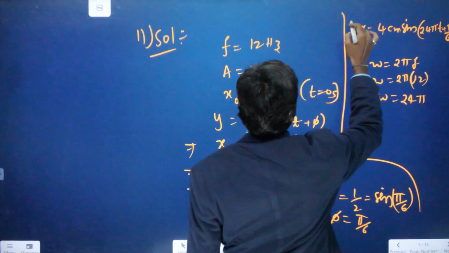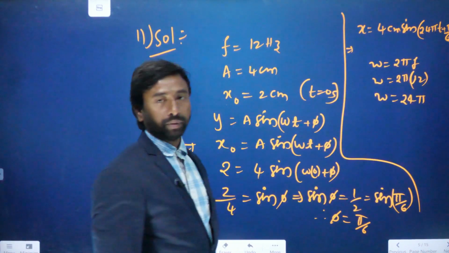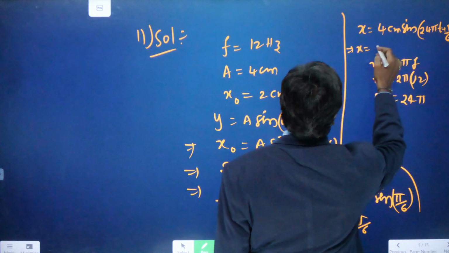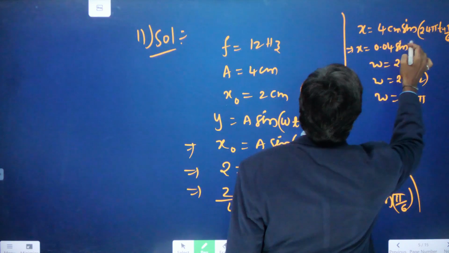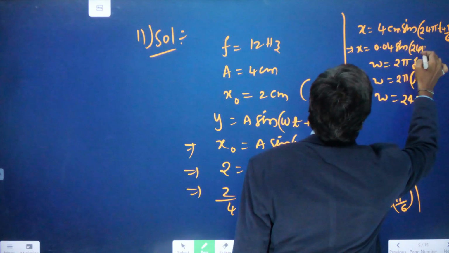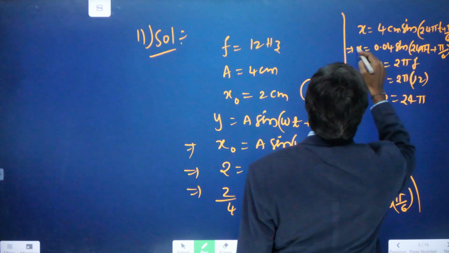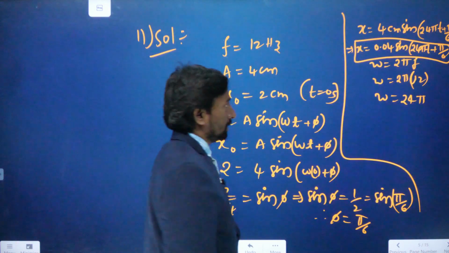So now if you convert this amplitude into meters, then x is equal to 0.04 sine of 24 pi t plus pi by 6 will be the answer. Okay, so this is the final answer. This is the equation they asked there.